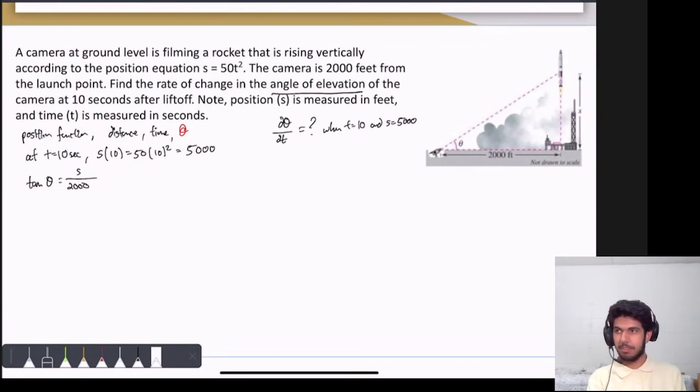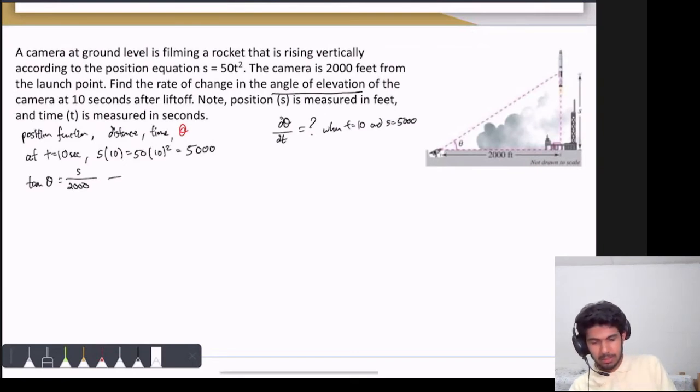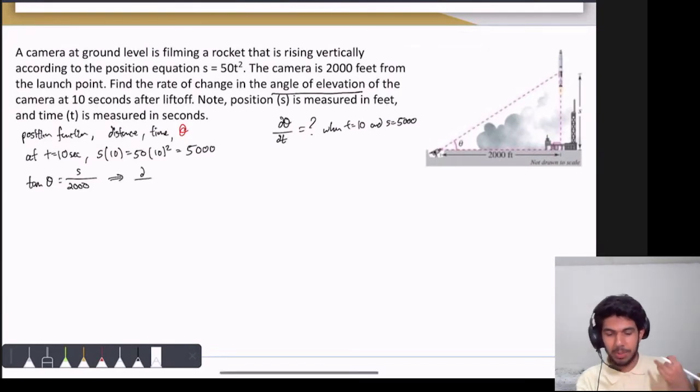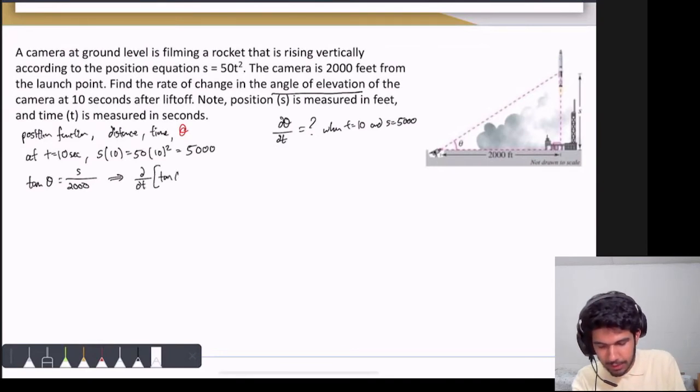Let's take the derivative of it and see what happens. So d, what are we taking it with respect to? We're taking it with respect to time. Remember, we want that dt. So d dt of tangent of theta equals d dt of s over 2,000.